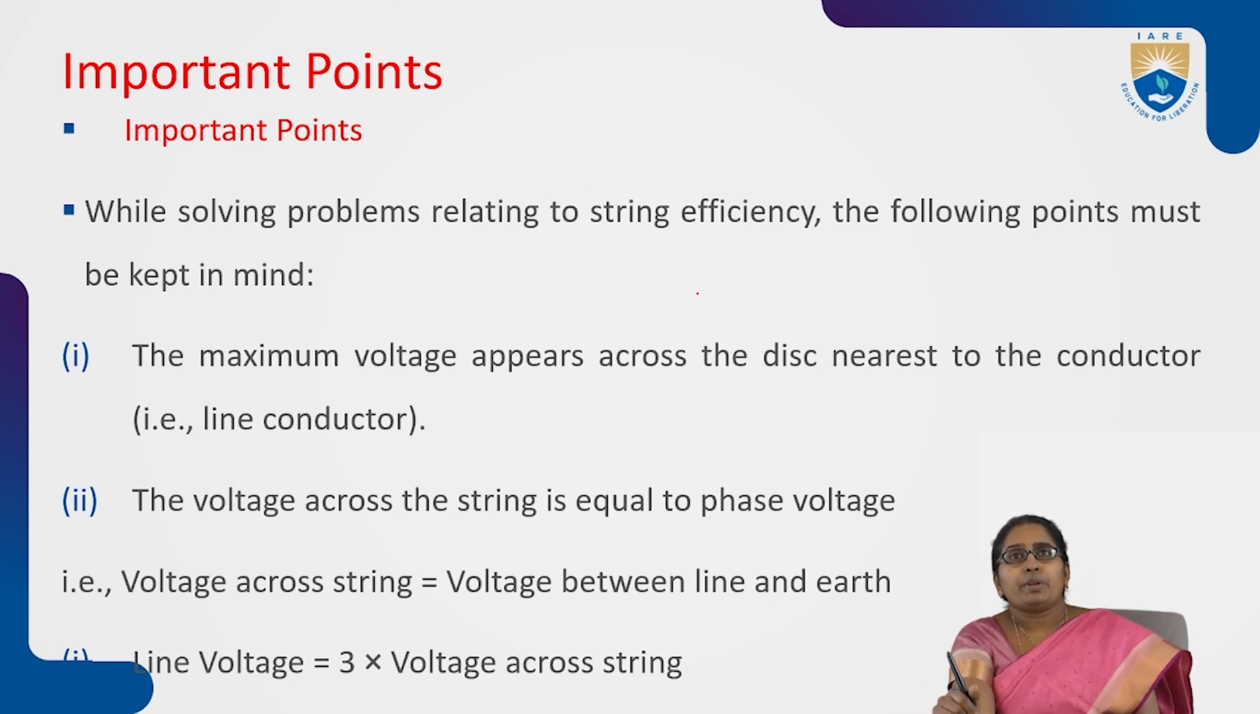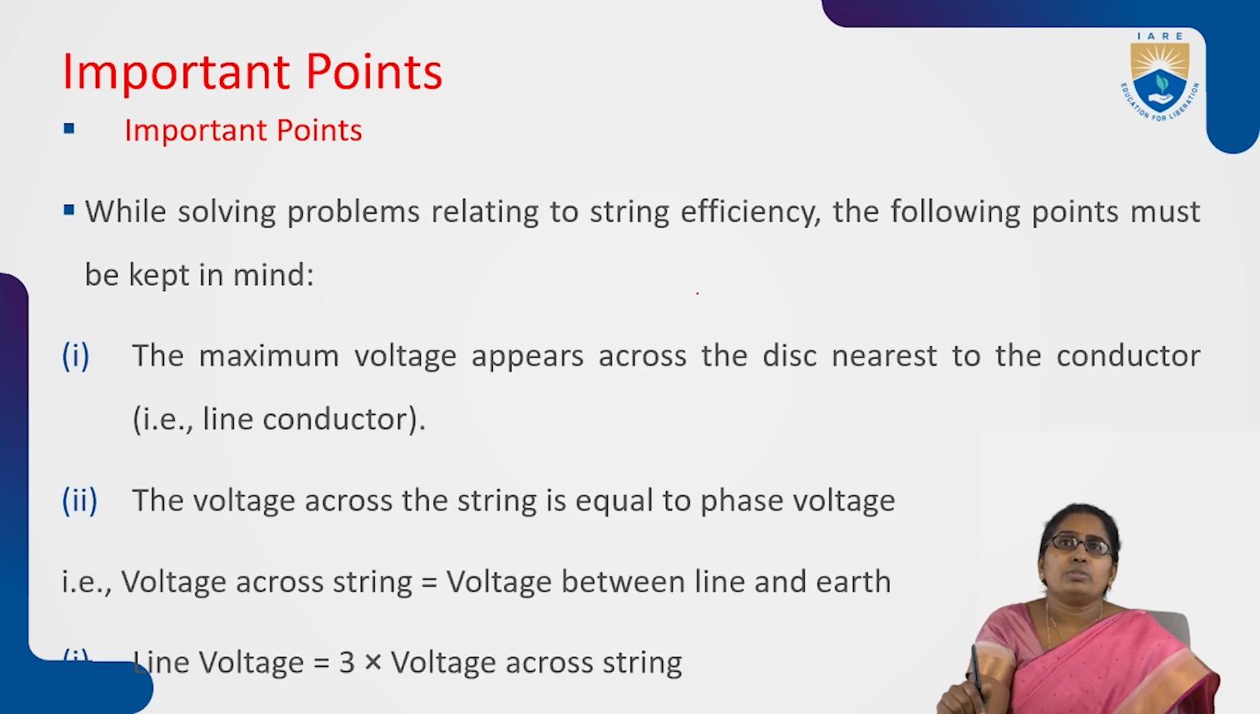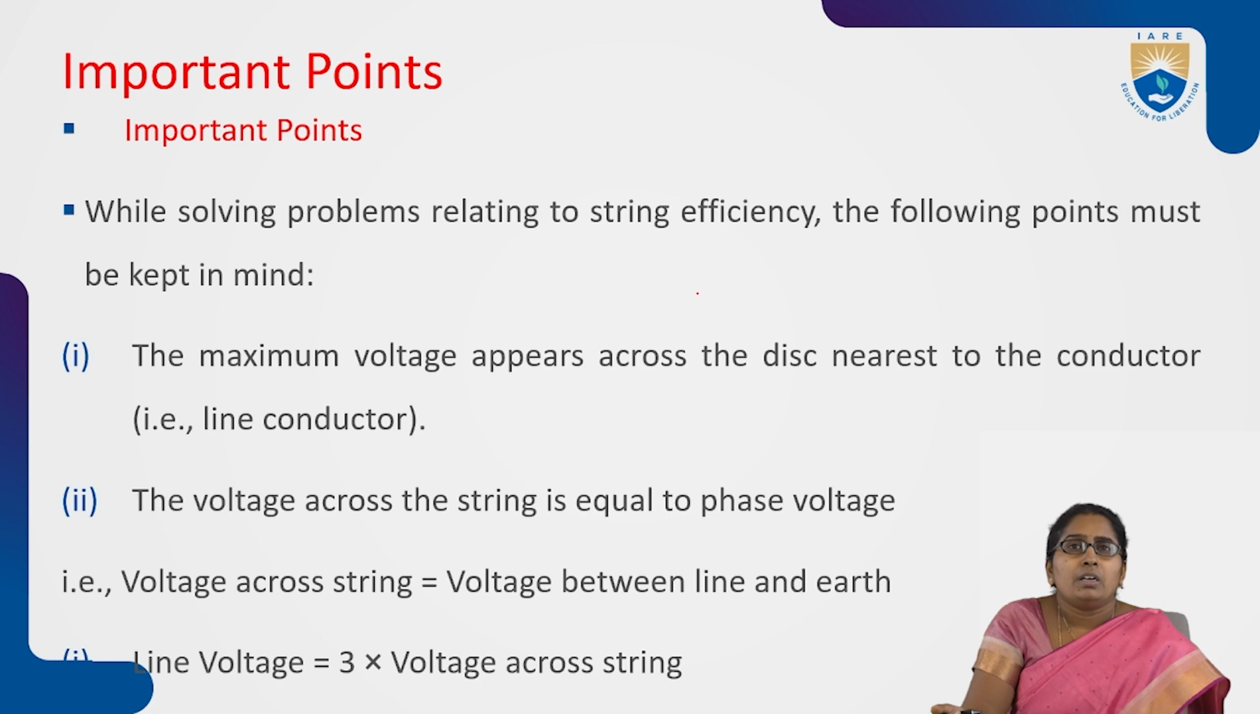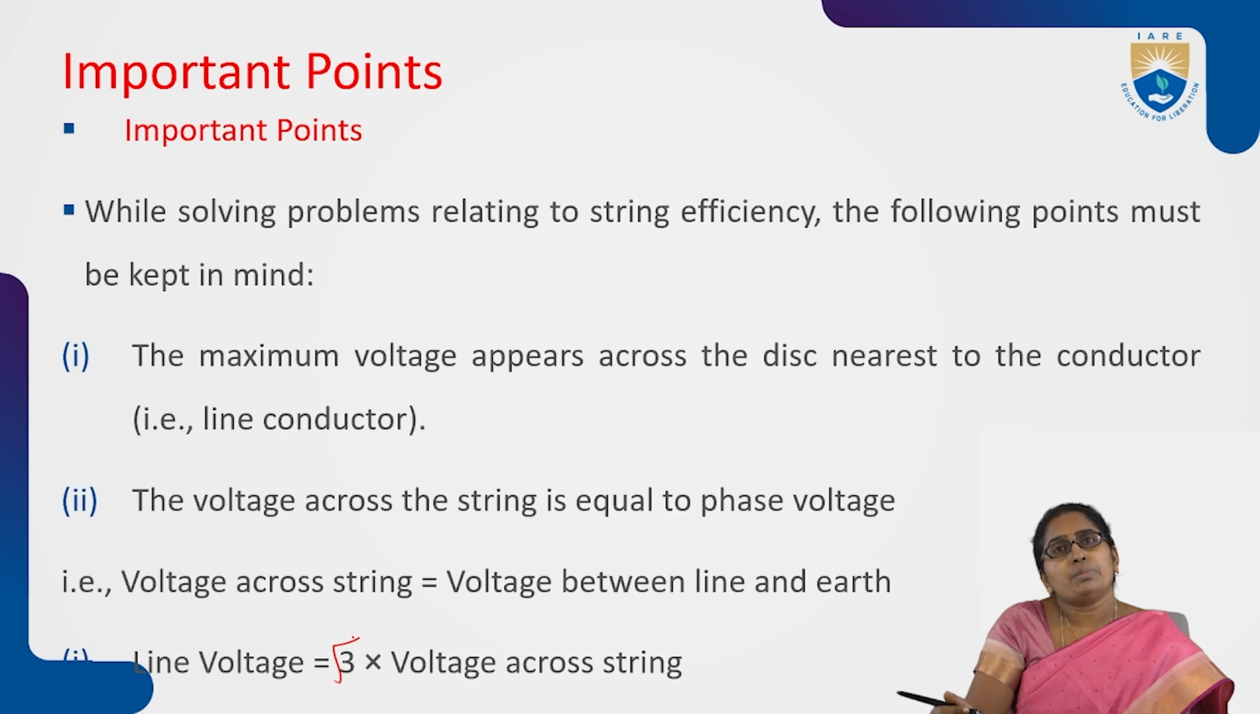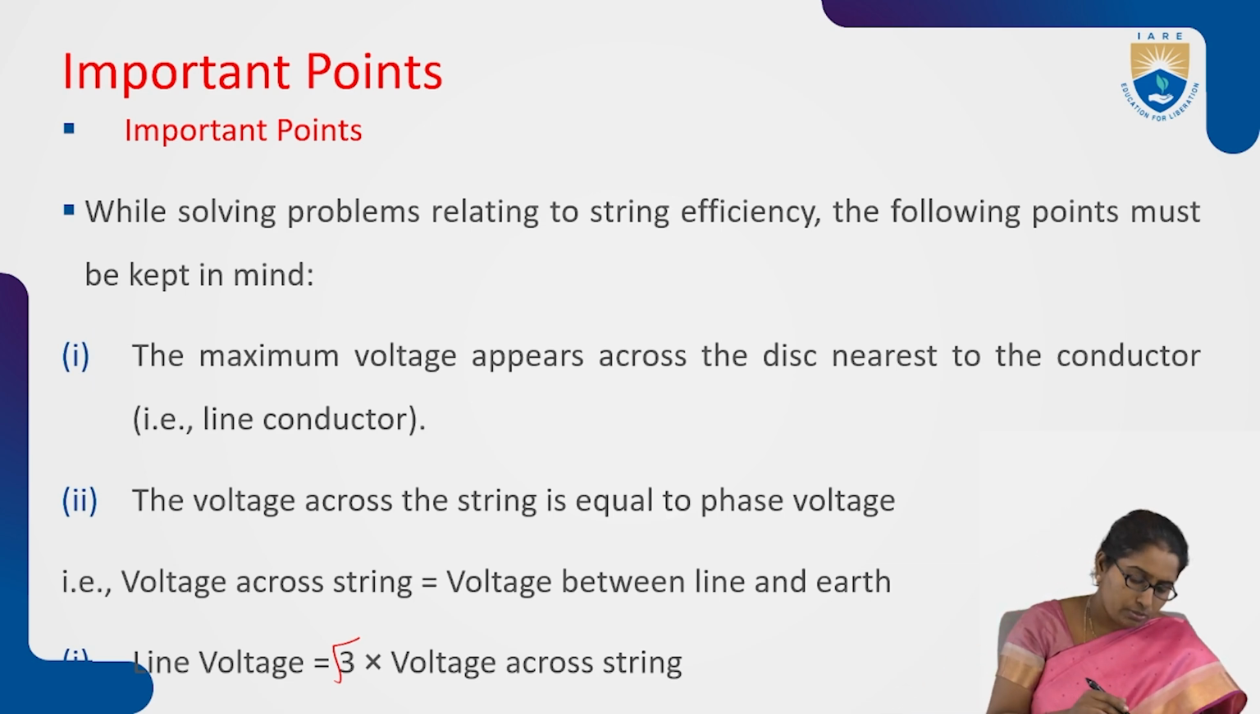Next, second point: the voltage across the string is equal to the phase voltage. What is the voltage across a string? That is the phase voltage of the system, that means the voltage between line and earth. Next, third point: line voltage is given by root 3 times the voltage across a string, that is nothing but the phase voltage.